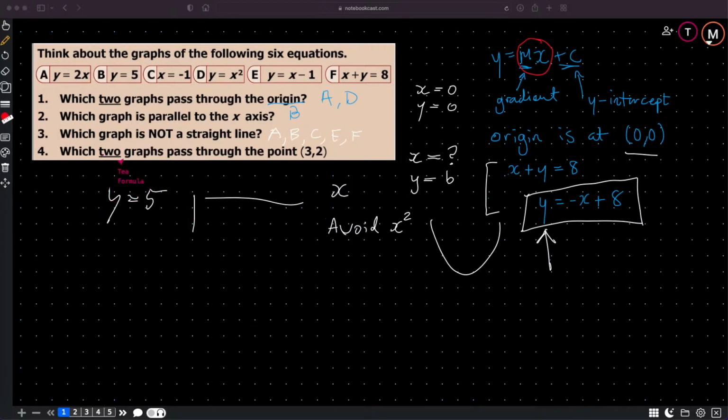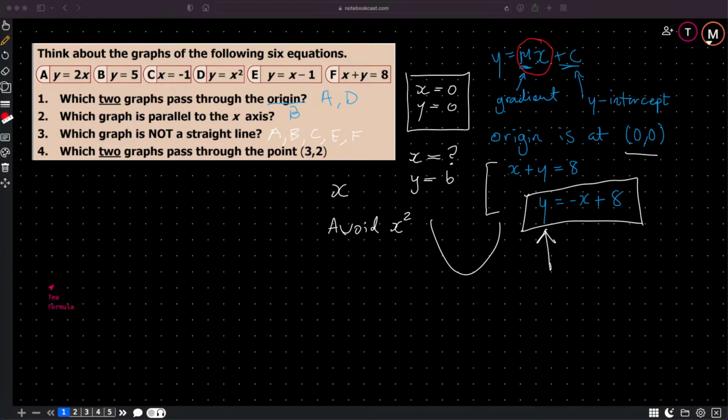Next one. Which two graphs pass through the point (3, 2)? Here we go. The method that I used earlier for coordinates is going to come back here as the most powerful method of doing this last one. (3, 2) is generally not a nice point. It's not a special point like (0, 0).